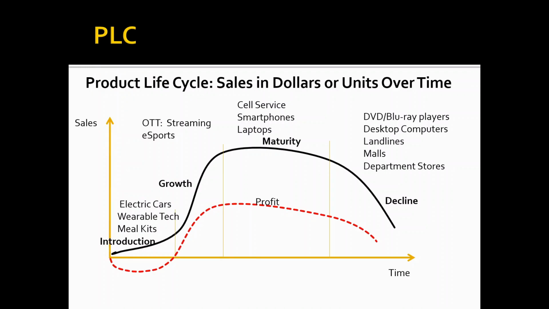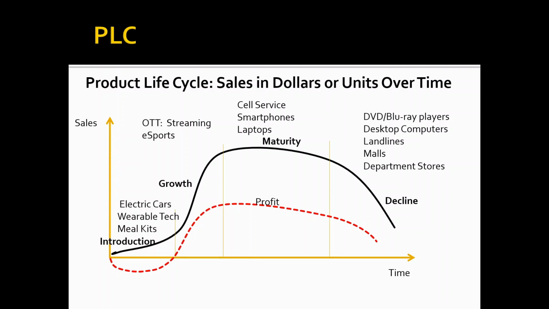So here's what the product lifecycle looks like. On the horizontal axis, we have time. On the vertical axis, we have sales. It could be sales in dollars, it could be sales in units. The black curve is an S-shaped curve, and that's the product life cycle. I tried to draw it the best I can. And there are four different stages: introduction, growth, maturity, and decline.